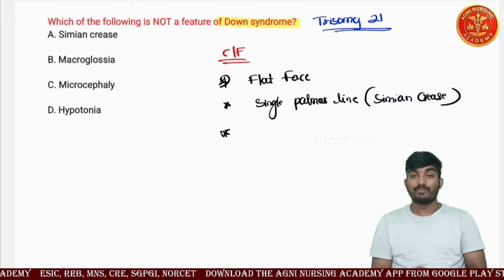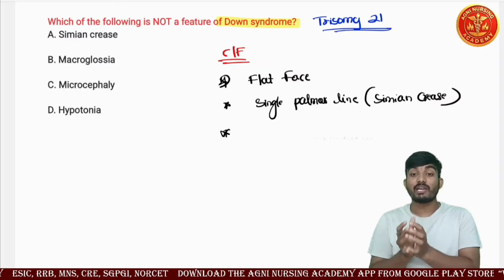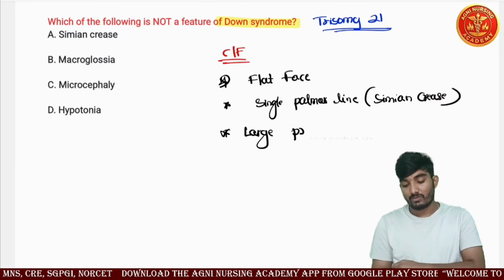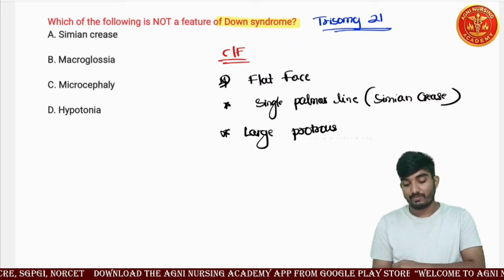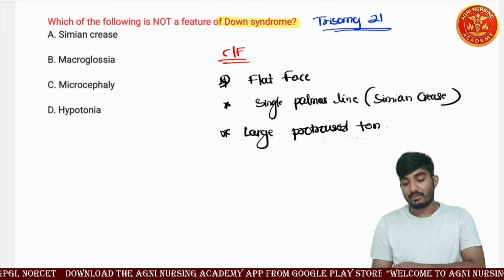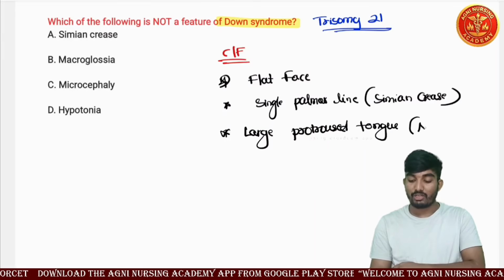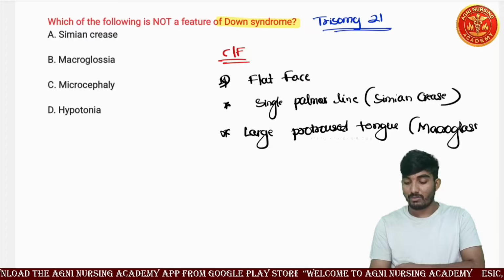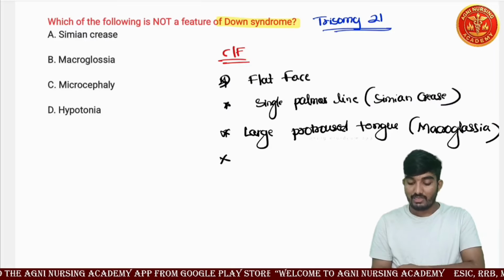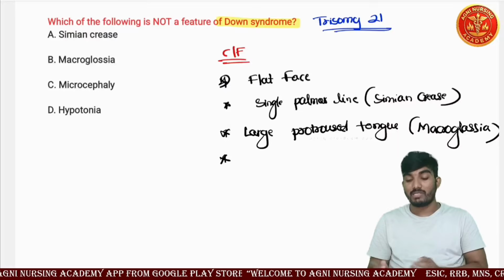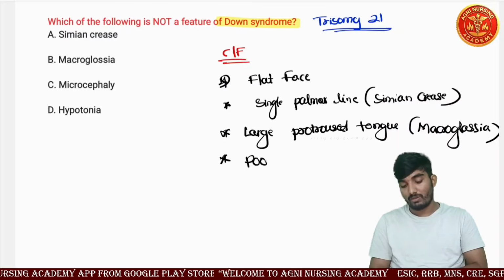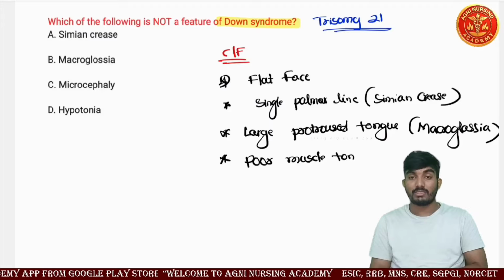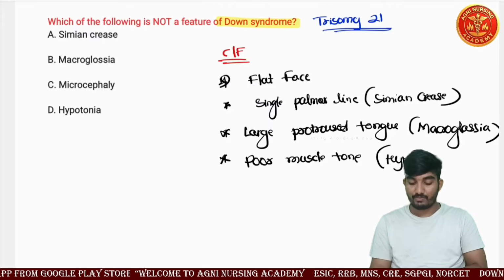And another one is the large protruded tongue, which will be present. Large protruded tongue, that one is macroglossia. And in the child, there is poor muscle tone. Poor muscle tone is hypotonia.